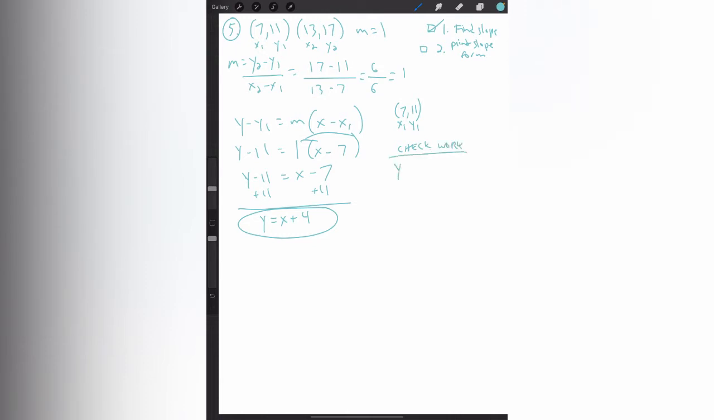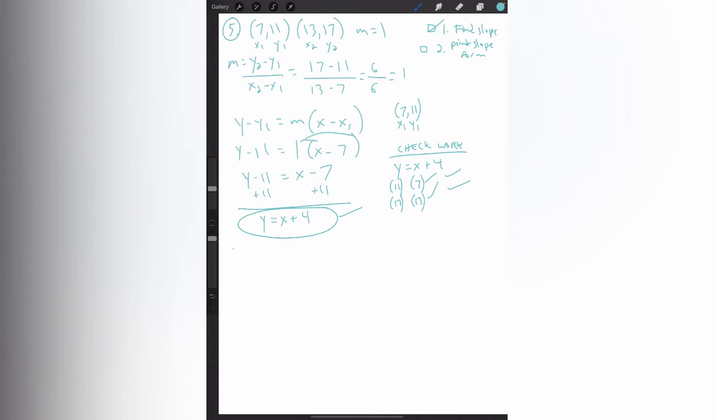I'll take the equation y is equal to x plus 4, substitute in 7 and 11. 7 plus 4 gives me 11. Awesome. And then let me substitute in 13 and 17. 13 plus 4 gives me 17. So both of those are right. I checked my work, and this is the right answer.